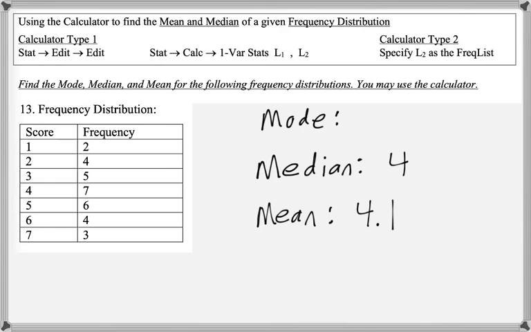Now all I need to do is find the mode. And that's not too bad given a frequency distribution, because it's just going to be the score with the highest frequency. So that would be 4, because it has a frequency of 7, which is the highest.